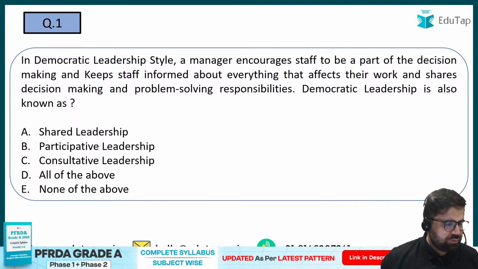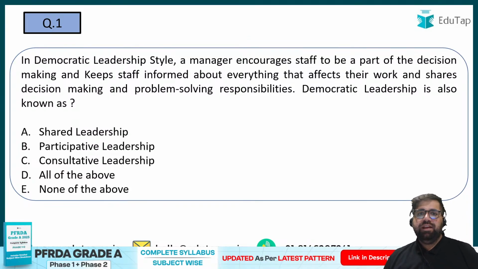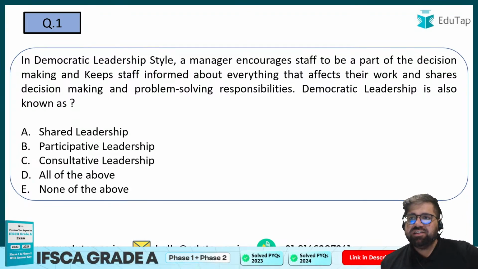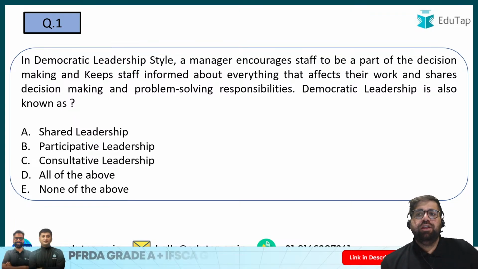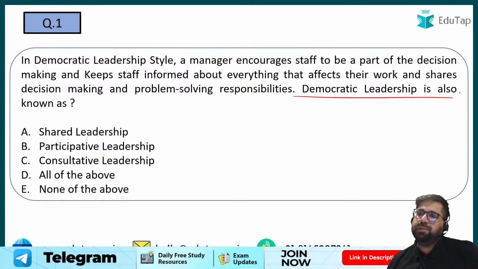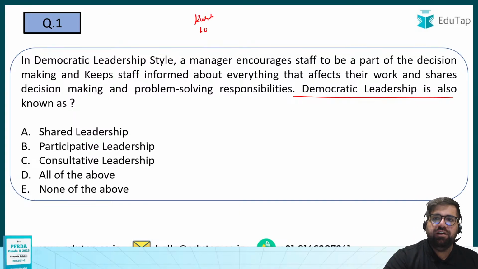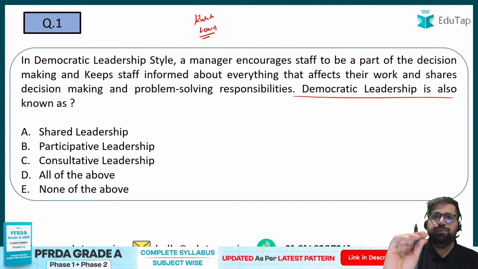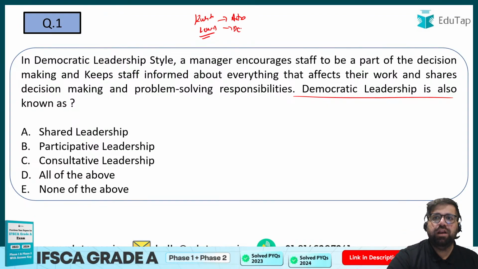Now let's start with question number 1. In democratic leadership, a manager encourages staff to be a part of decision making and keeps staff informed about everything that affects the work and shares decision making and problem solving responsibilities. As you all know, there is a very famous personality in management, Kurt Lewin. Kurt Lewin has given three types of leadership. First is autocratic, then democratic, then my friend, laissez-faire.